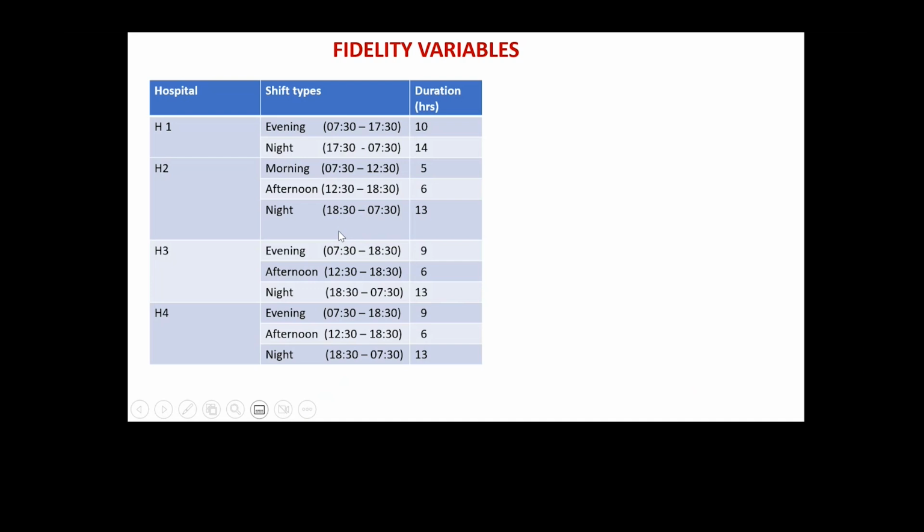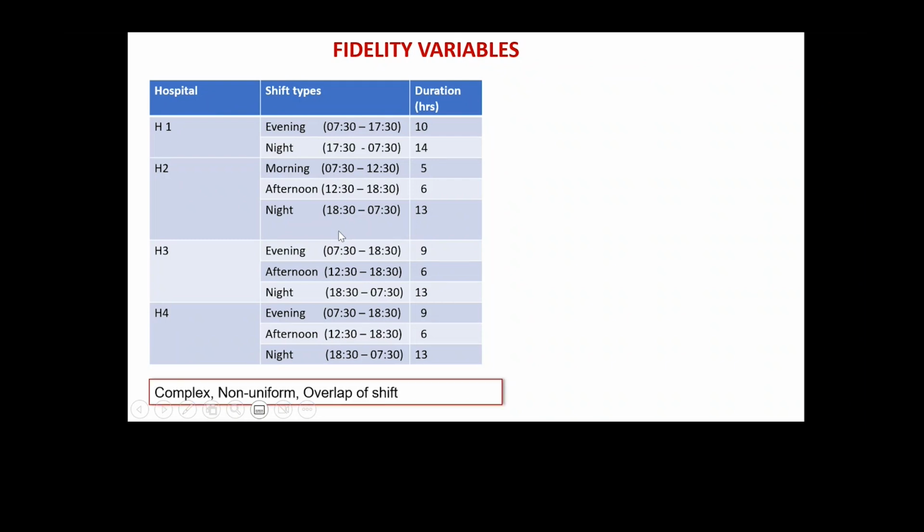So we had 4 hospitals. Within the 4 hospitals, there were different shift types. For example, if you look at H1, there were 2 nursing shifts: an evening shift and a night shift. At the extreme are the durations of hours for those shifts. A nurse who did an evening shift in H1 will contribute 10 hours to care. And you can see how that varies across hospitals.